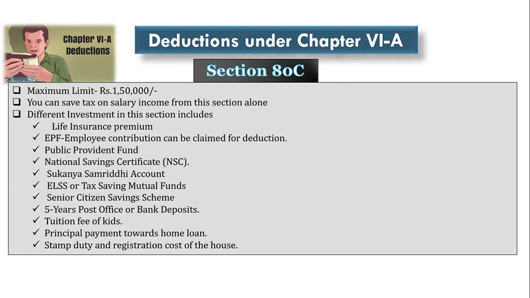There are different types of investment that are eligible for 80C, like life insurance premium, EPF contribution, PPF contribution, NSC investment, Sukanya Samriddhi SSA investment. ELSS saving schemes are also eligible for 80C. Senior citizen scheme, 5-year post office deposit or bank deposit, and tuition fee of kids are also included. Principal payment for a home loan also comes under 80C. Stamp duty and registration cost of the house also come under 80C.